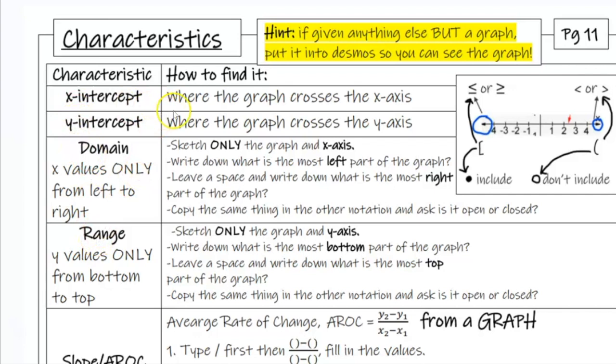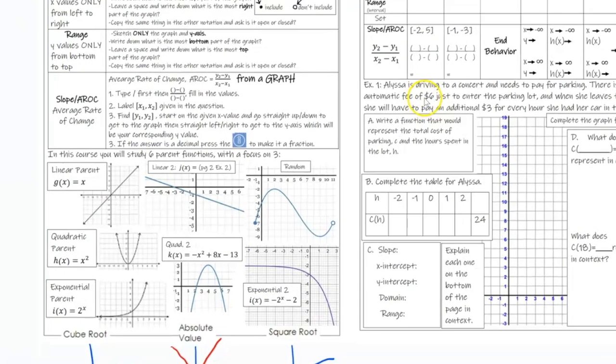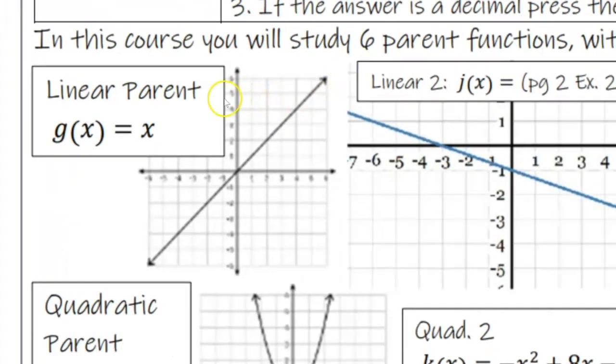So x-intercepts are where the graph crosses the x-axis. It says that we want you to find the x-intercept of your linear parent and quadratic parent, and because this is the same, they have the same x-intercept. So we're going to take a look at linear and quadratic. And remember, this is where it crosses the x-axis.